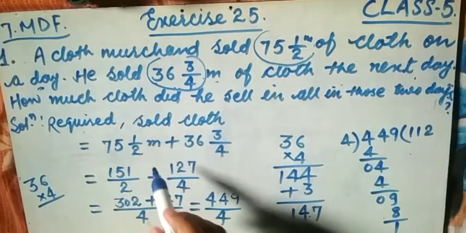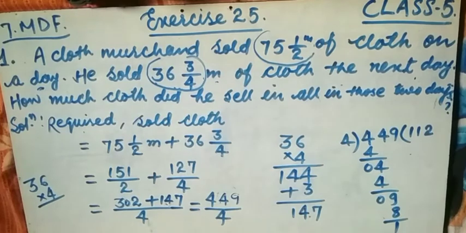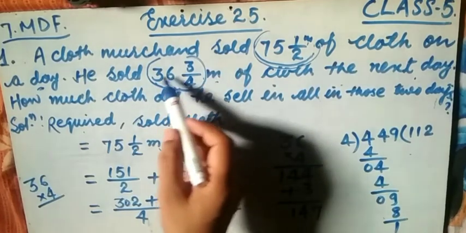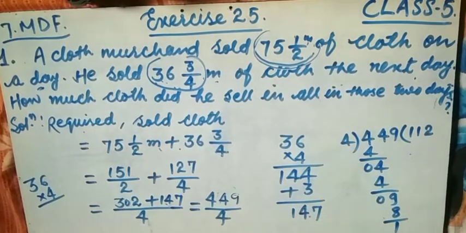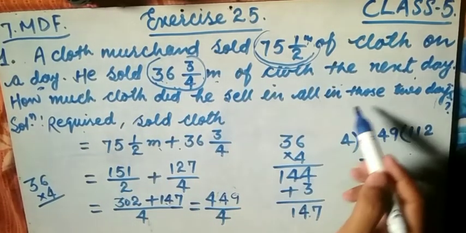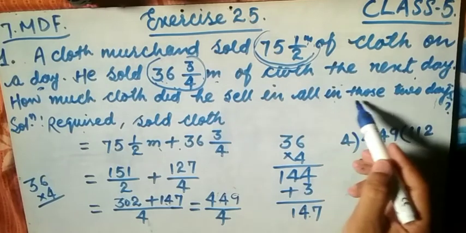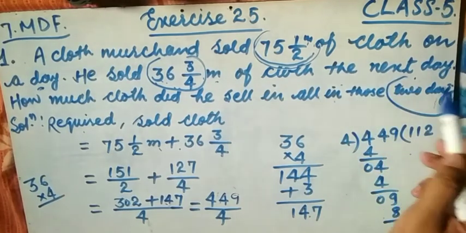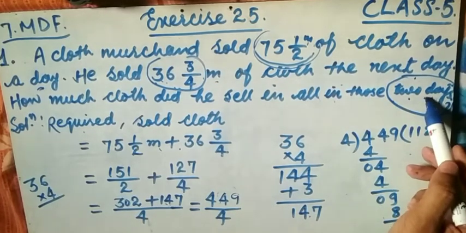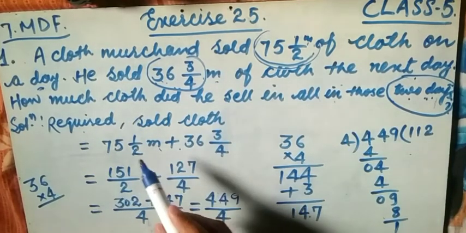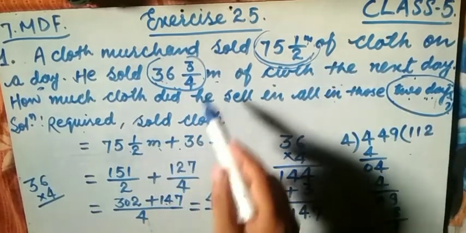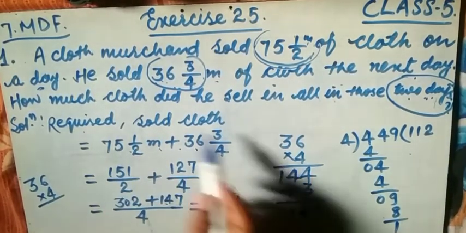Now the required solution is the cloth sold in these 2 days: this cloth 75.5 meter plus this 36 and 3/4, because we have to add here, as the question says how much cloth did he sell in all in those 2 days. We have to find the selling of cloth in 2 days. That means this merchant sold cloth the first day here and the second day here. Okay, now we have to add their values.